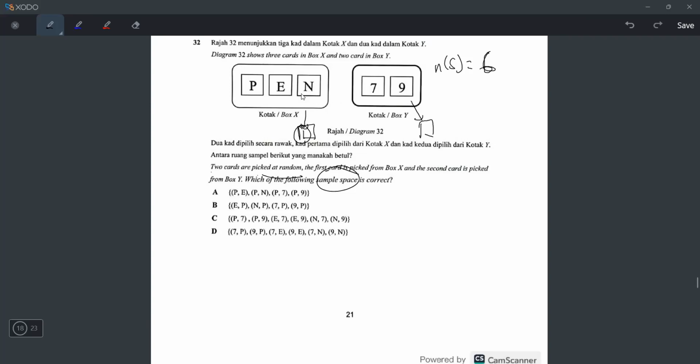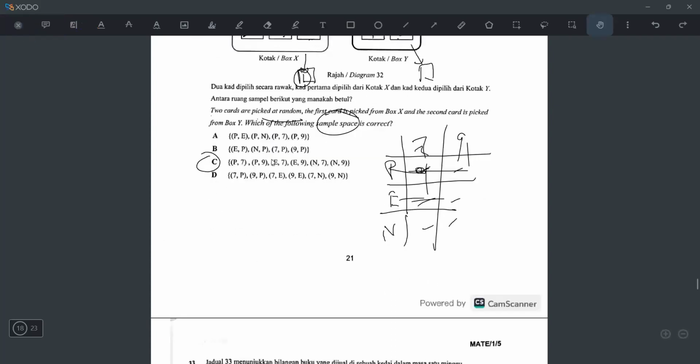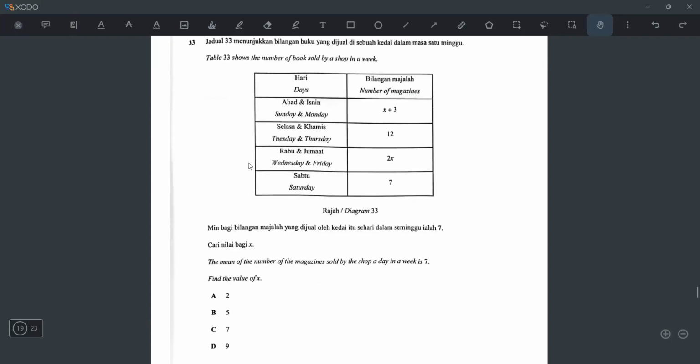Please. And what are all the sample space? P7, P9, E7, E9, N7 and N9. So the answer is C. Okay, it's very easy, right? Or maybe some of you want to use the table method. Can also, nothing wrong with that. So how we do it? P, E, N, and then 7, 9. And all this represents possibility. So maybe I get P from here and then 7, or maybe P9 or E7, E9, N7, N9. That's the answer. Okay, I think I can continue.